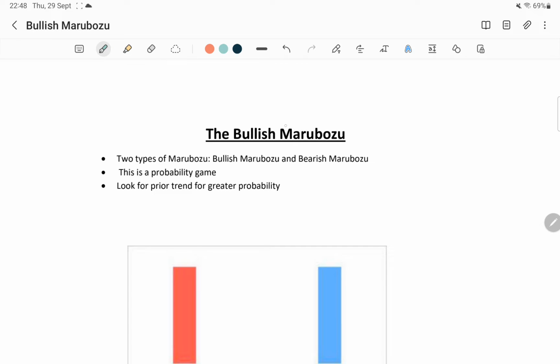Marubozu is basically a Japanese term, because the candlestick you're seeing was developed in Japan. So the candlestick is called the Marubozu. Let's understand what the meaning of Marubozu is.